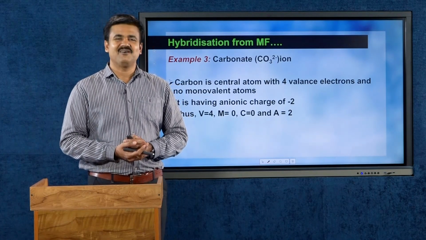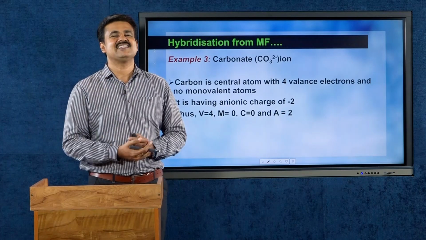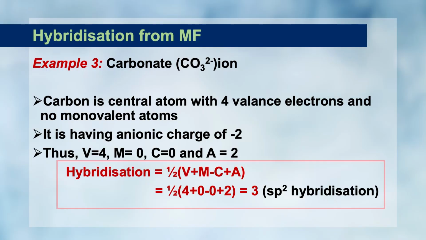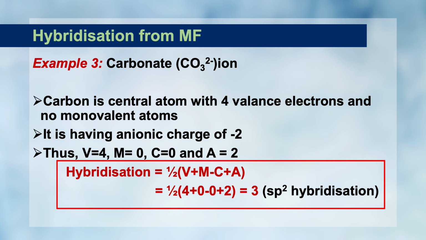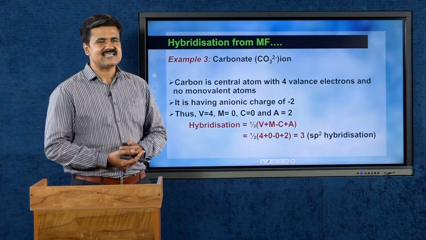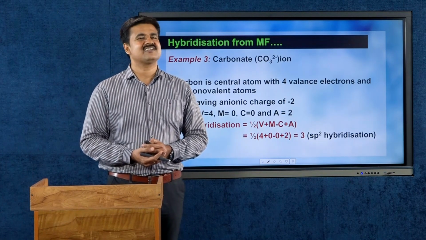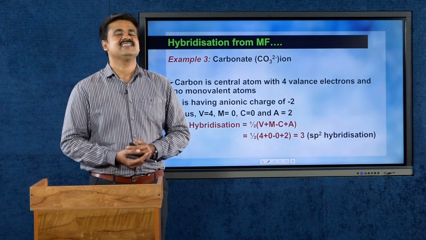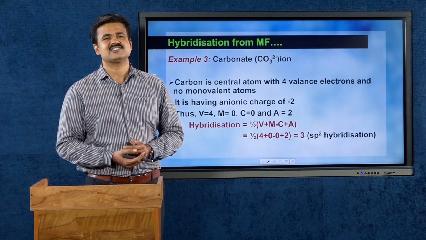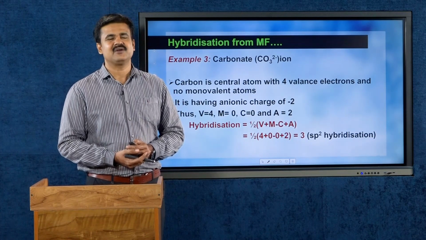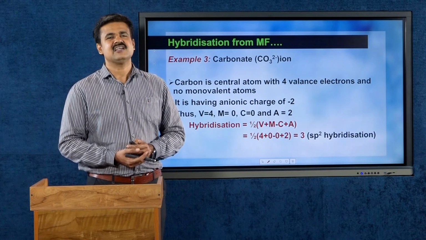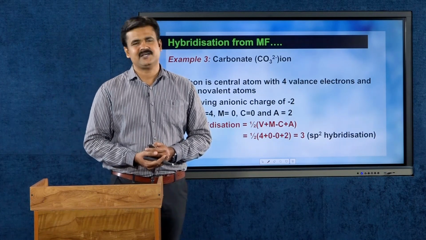And we have to substitute all these values in the expression for hybridization, that is hybridization is equal to half into V plus M minus C plus A, and on substituting these values, we will get the result half into 4 plus 0 minus 0 plus 2, that is equal to 3, the number is 3. The number 3 indicates that 3 orbitals take part in hybridization, and absolutely it is clear that the hybridization is nothing but sp2 hybridization. So, the carbonate anion exhibits sp2 hybridization with respect to the central atom carbon.